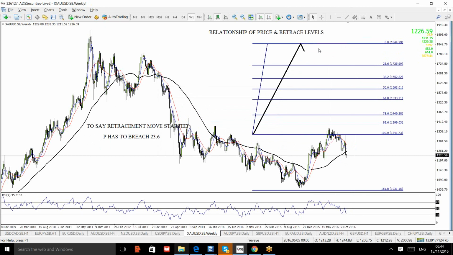Yes, price has to break 23.6. You understand, guys? Then you can say the retracement of the leg has started. The retracement move has started. That is when we say the impulsive move has started. Understand? These topics are very important when you are using Elliott wave, guys.